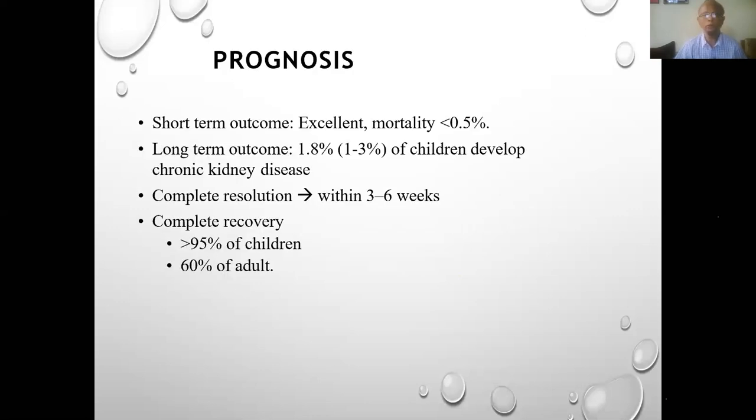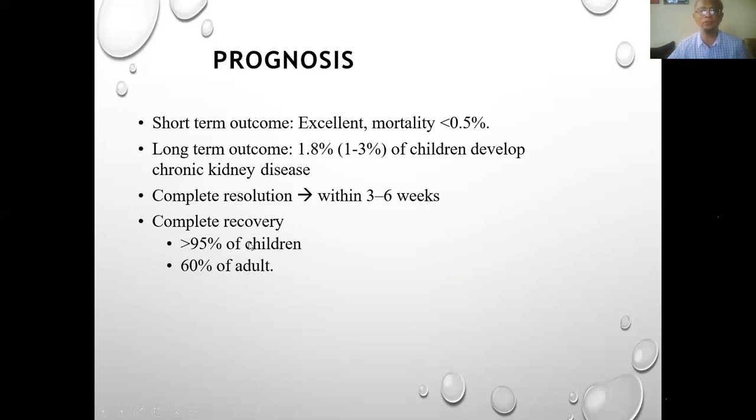Now comes the prognosis. What about the short-term outcome? Outcome is excellent. Mortality is less than 0.5%. And in the long-term outcome, 1.8% of children develop chronic kidney disease. So for that reason, you have to follow up this patient for years. There is a complete resolution within 3 to 6 weeks. So there is a complete recovery in the case of children.